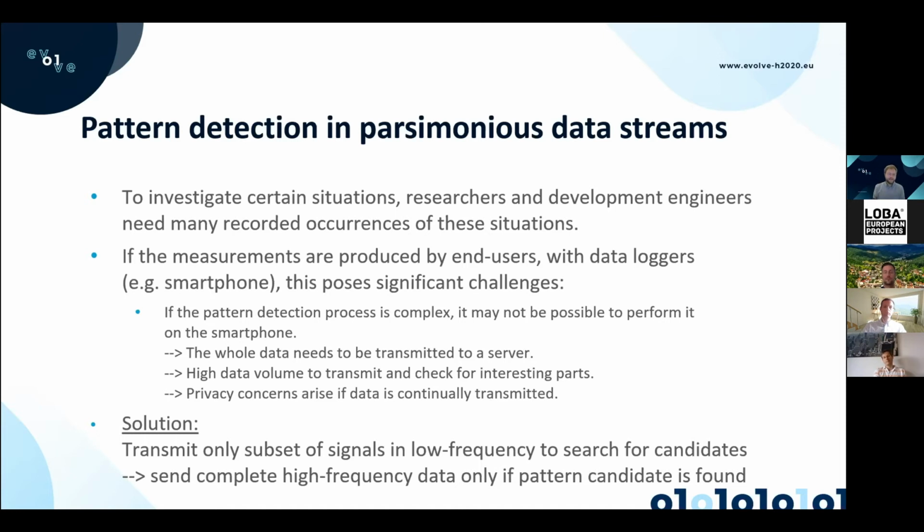So we thought the solution for that could be that we transmit only a subset of signals and in really a low frequency. So maybe only one or two signals and one data point per second or per 2 seconds. And in this low frequency data stream that cannot really be used to tell what the user did, we search only for candidates of our patterns. So we detect, yeah, this could be a situation of interest in that low frequency data, which is not complete. And if we find such a candidate that tells us, yeah, this could be interesting, then we request that the smartphone send the whole data.